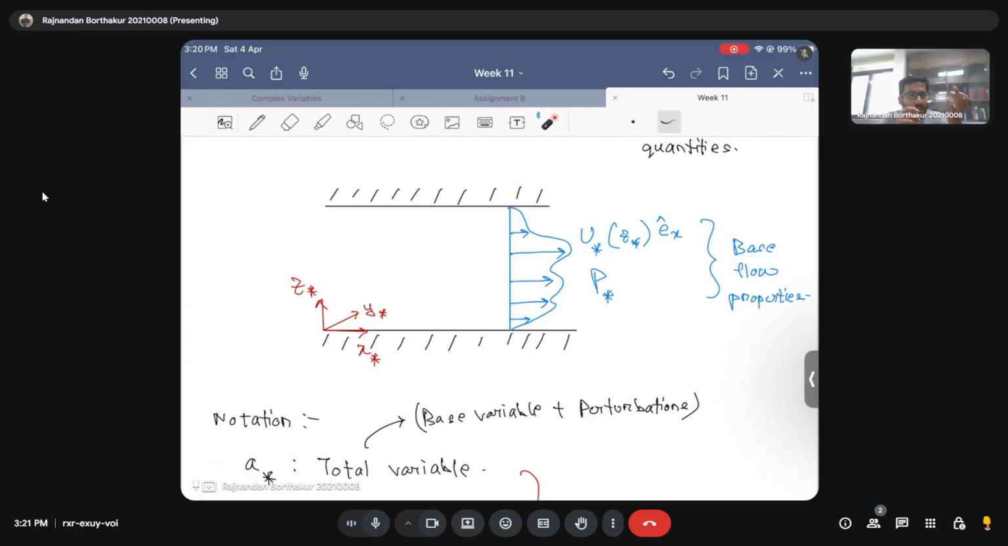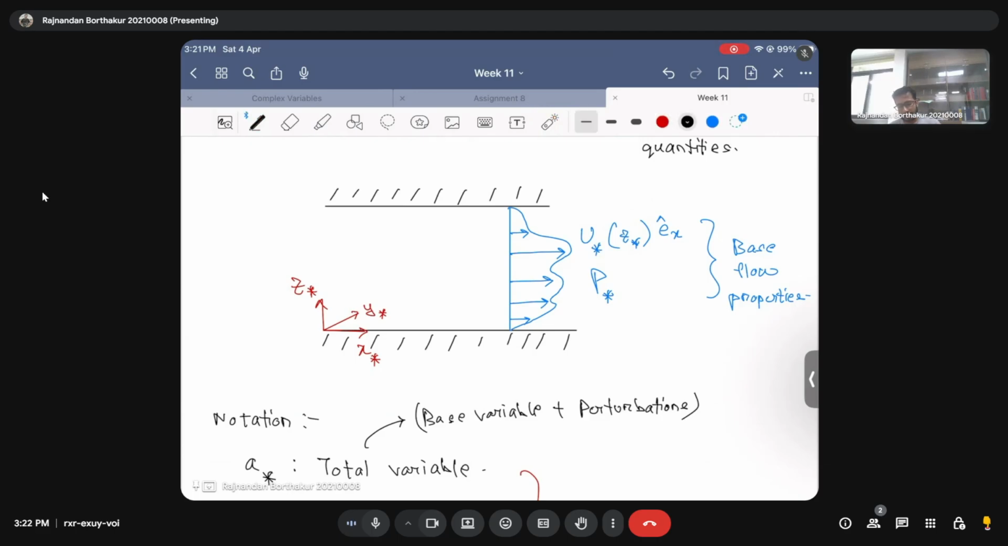Will they grow with time, will they decay with time, or will they remain constant with time? That is what we call marginal stability, or sometimes neutral stability. These are the three questions that we seek to answer. So we are only interested in finding the perturbations, which means the entire knowledge of the base flow should be known to us. That means Uz should be known to us, and this capital P should also be known. We will call these the base flow and the base pressure in this analysis.